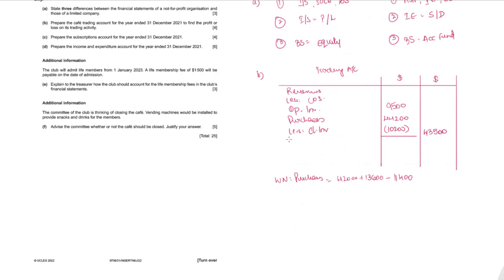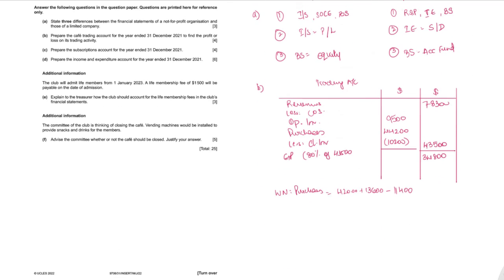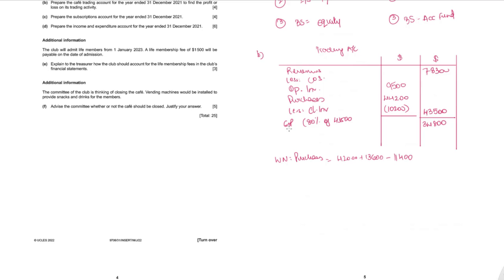43,500. Now we can get the gross profit, which is 80% of 43,500. $34,800. So when you know that, you can get the revenues also. 78,300. Just added the cost of sales and the gross profit. Okay, if you see the receipt and payment details, they tell you cafe wages here 22,000. These are expenses of the cafe, so will be appearing in the cafe trading activity account. So less wages 22,000. So then you get the profit from the cafe trading activity 12,800.